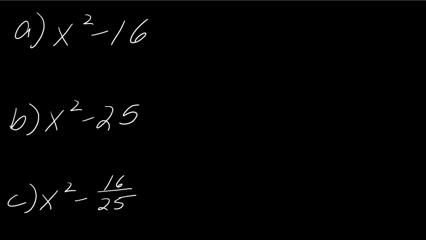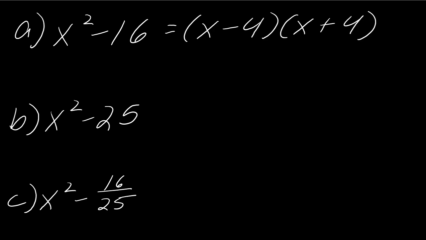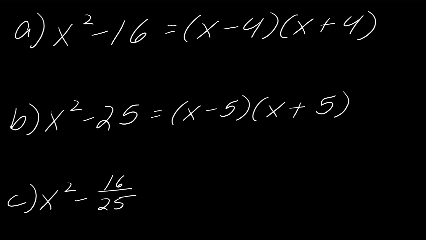If I start with x squared minus 16, how does that factor? That factors x minus 4 times x plus 4. Cool. Okay, what about x squared minus 25? Well, that one's going to factor x minus 5, x plus 5. So the idea here is that we're writing the same number. One is positive, one is negative, right? So this pattern can actually be applied to all kinds of different things as long as they're perfect squares.